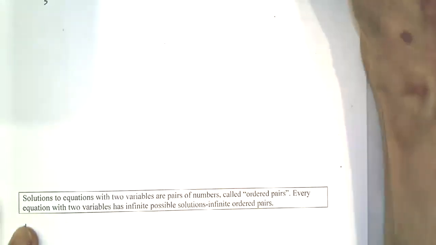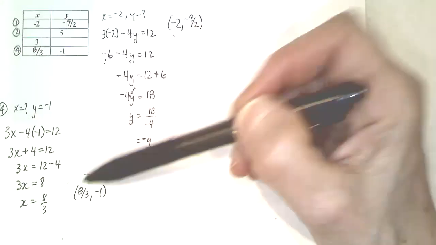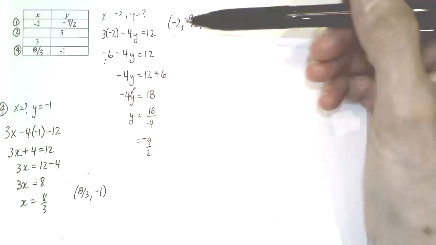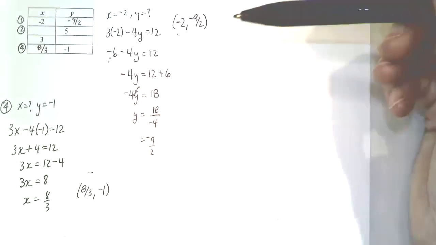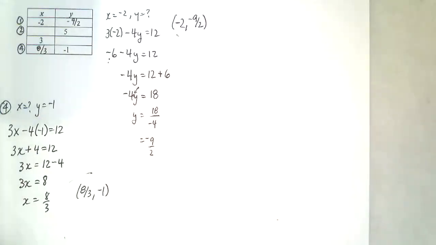Remember that solutions to equations with two variables will be pairs of numbers. They're called ordered pairs. Every equation with two variables has infinite possible solutions, that is, infinite pairs of numbers. It's important that you keep them together as pairs, and the order that you put them in, should you write it with this notation, where there's a comma and a bracket, the order is very important because it makes a difference. If you switched it up, you'd be in big trouble because it wouldn't be a solution to this particular equation.